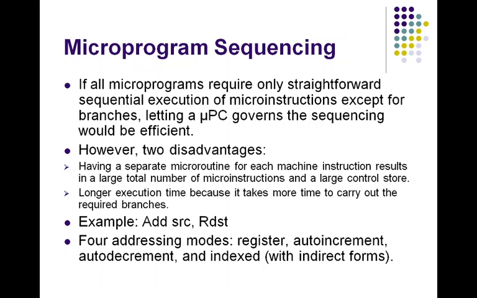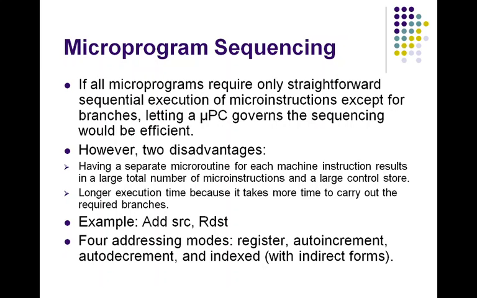Some branching capability within the microprogram can be introduced through special branch microinstructions that specify the branch address, which is similar to the way branching is done in machine-level instructions. With this approach, writing the microprograms is fairly simple because standard software techniques can be used. However, this advantage is countered by two major disadvantages. Having a separate microroutine for each machine instruction results in a large total number of microinstructions and a large control store.